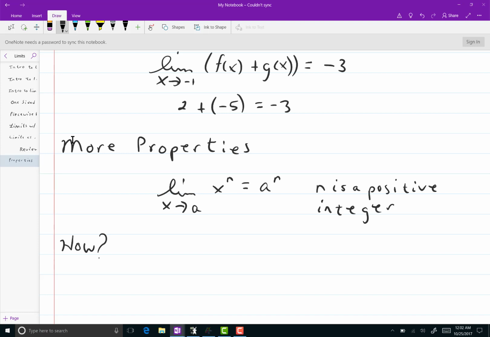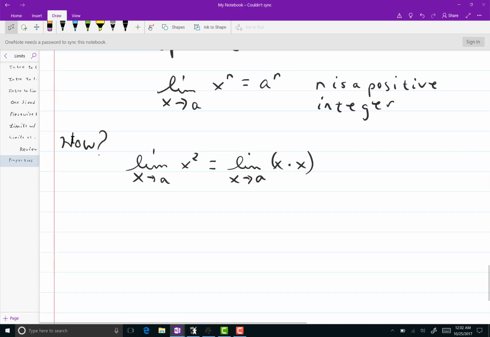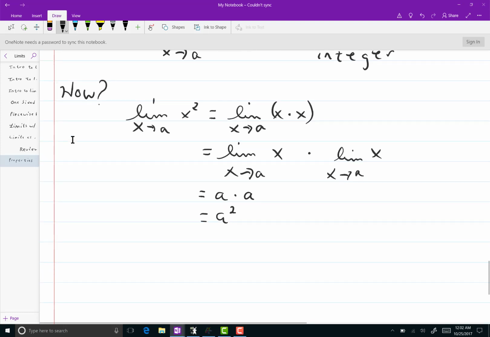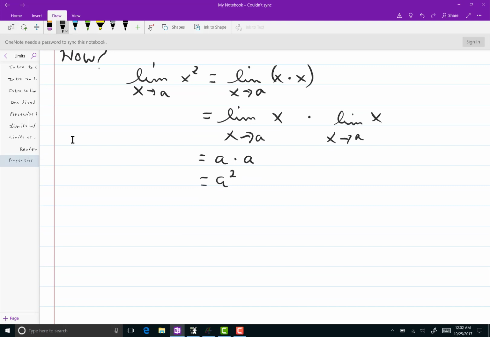Well, the reasoning behind this is we can apply the product rule, let's call it that. I can say the limit as x goes to a of x squared is the limit as x goes to a of x times x, which I can break up into the limit as x goes to a of x times the limit as x goes to a of x. Now we already know that the limit as x goes to a of x is simply a. So this results in a times a, which is a squared.